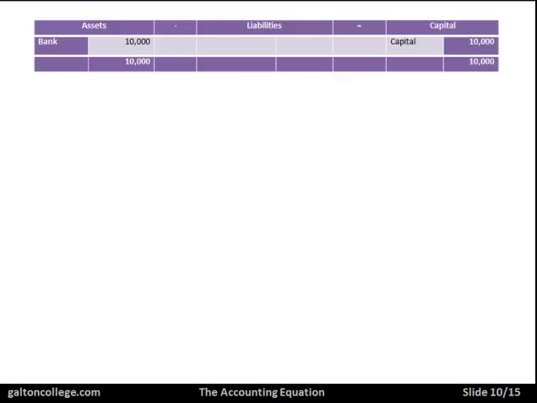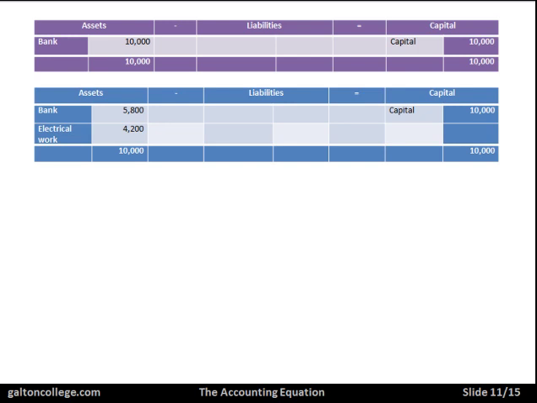So we start with assets, liabilities and capital. I'll just put the cursor onto the screen. Here we go. Jim puts £10,000 into the bank, and the capital is £10,000. So the two sides balance, if you like. We've got £10,000 in assets and £10,000 in capital. That's fairly straightforward.